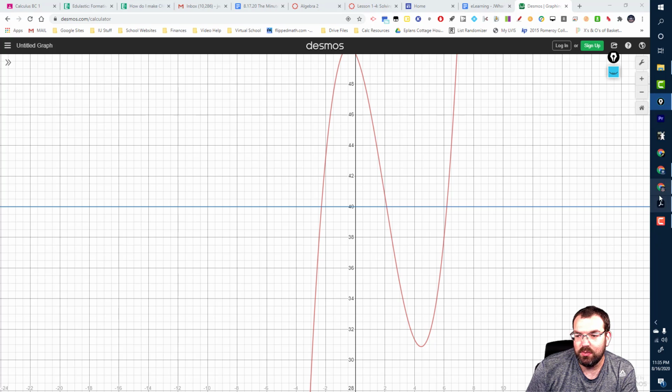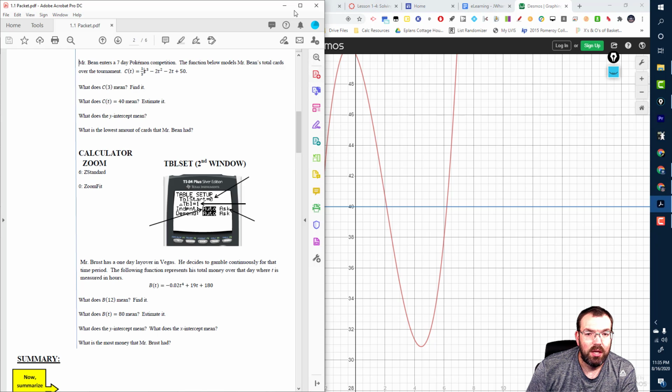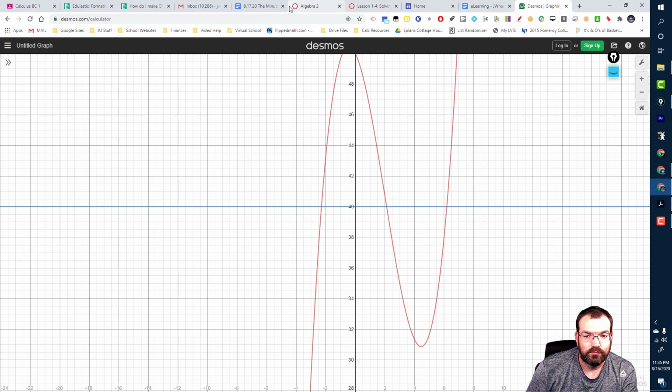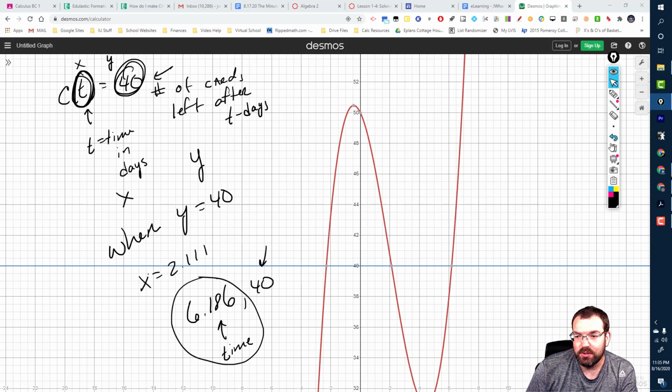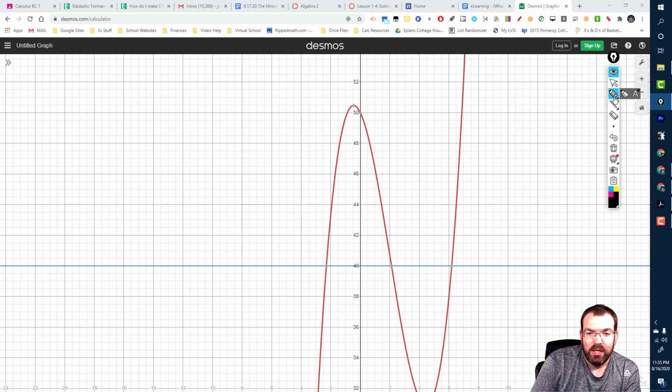Let's go back and see what it was. Oops, wrong button. Okay, so yeah, there you go. What does the y-intercept mean? The y-intercept of the graph, the 40 is not the graph. That's something we just graphed. This is the actual graph. What does the y-intercept mean? Well, the y-intercept, let's erase all this stuff, is this value right here. It's at 50. So the y-intercept is equal to 50.